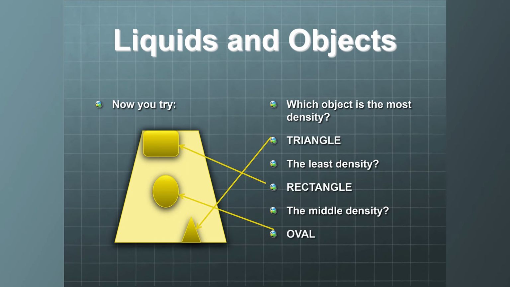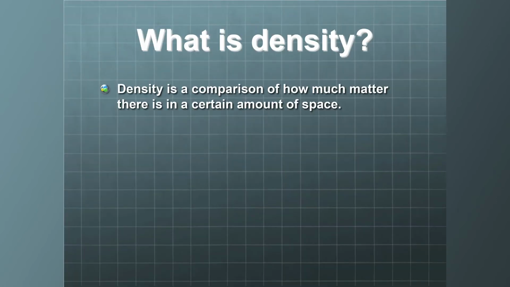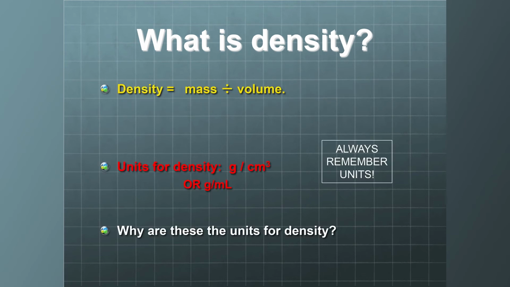The triangle would be the most dense, the rectangle would be the least dense, and the oval would have middle density. So those were a lot of examples of relative density problems to be able to compare which is the most dense, the least dense, or in the middle. Now let's try some actual calculations.